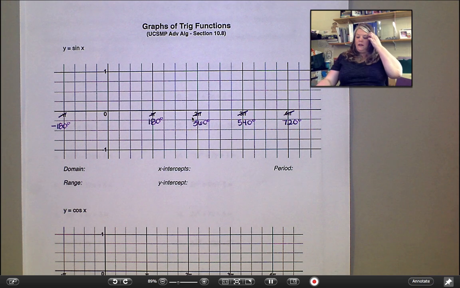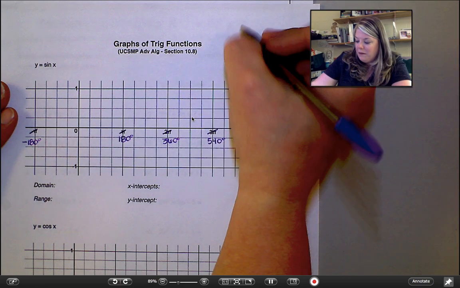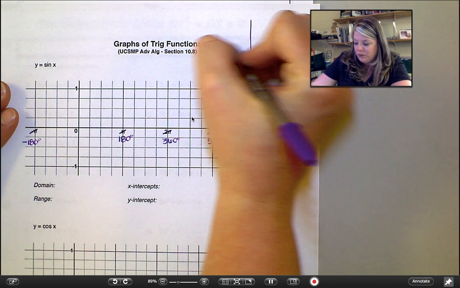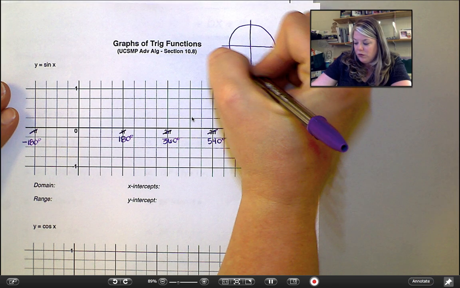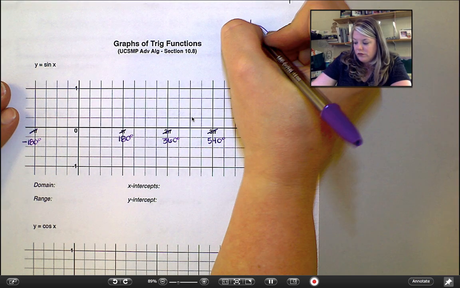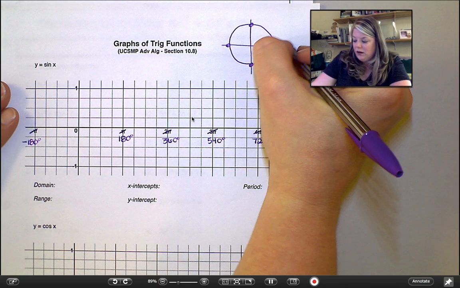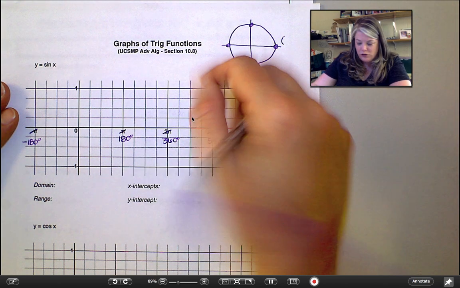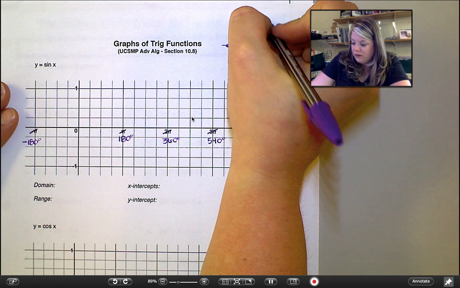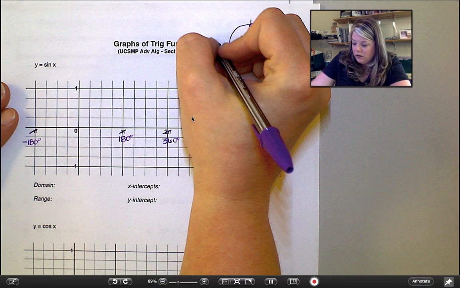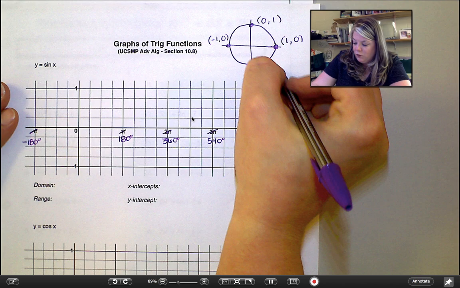Okay, and then the other thing I'd like to do before we get started here is up in the corner of your paper, we're going to sketch a unit circle. But we actually only care really right now about kind of the four corners, these right here. And I'll show you why in just a second. So I'm going to assume that you know what angle measures all of those are. We're just going to put the coordinates on here. 1, 0, 0, 1, negative 1, 0, and 0, negative 1.